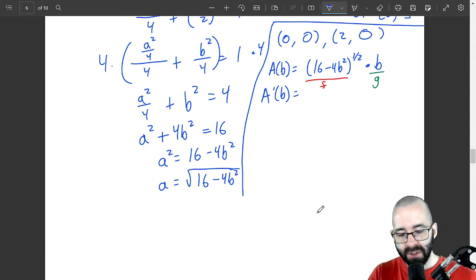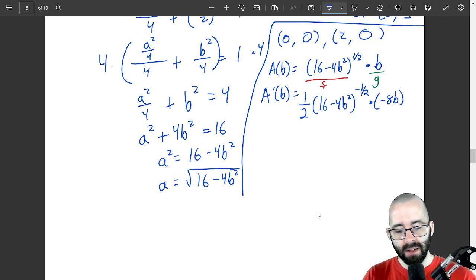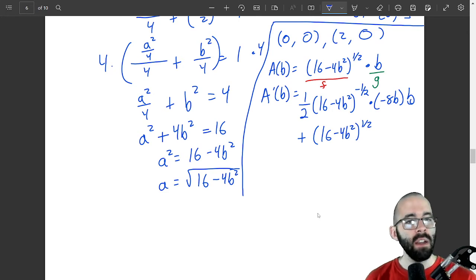So the derivative of the first thing times the second. The derivative of the first thing requires the power rule: leave the inside the same, subtract 1 from the exponent, multiply by the derivative of the inside, negative 8b. That is just f prime. F prime times g plus f times g prime. The derivative of b with respect to b is just 1.